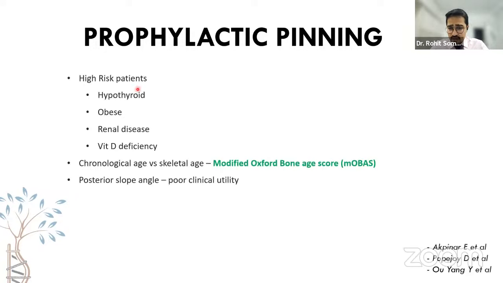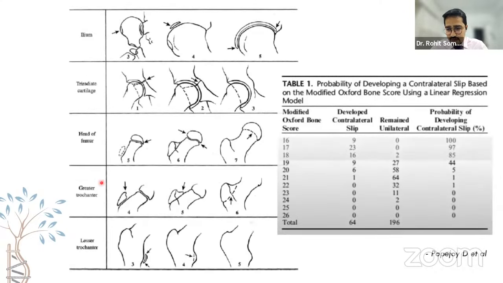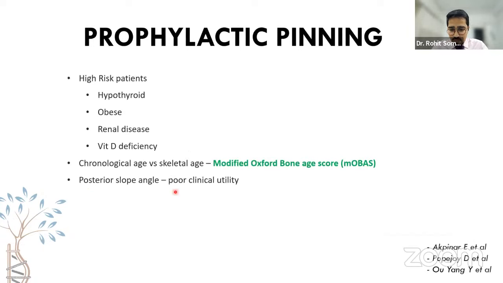Very commonly we know that in high risk patients, patients who are hypothyroid, obese, with renal diseases and vitamin deficiency, we can go ahead and do a prophylactic pinning. Now, chronological versus skeletal age, given by the modified Oxford bone age score, has been said to be the single best predictor for the contralateral slip. We use these five criteria, and if the total score is between 16 to 18 in the modified Oxford bone score, then we go ahead and pin the opposite side. Another criterion was the posterior slope angle, which is said to have poor clinical utility in the Ouyang Y et al. study.